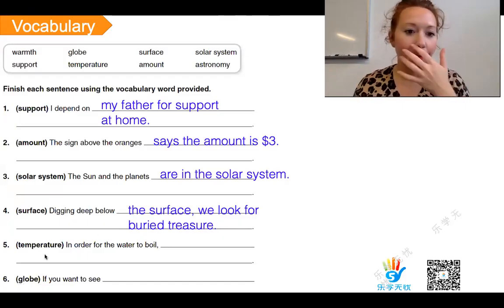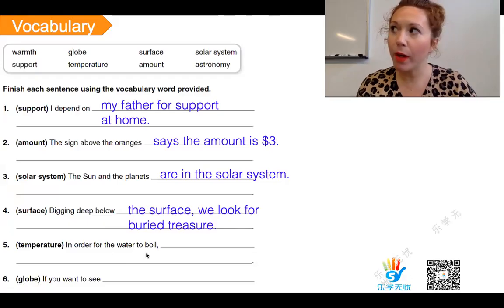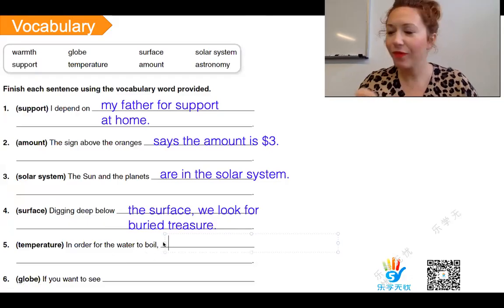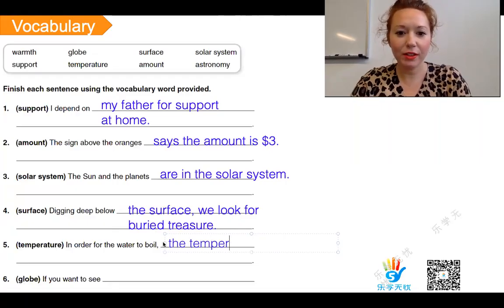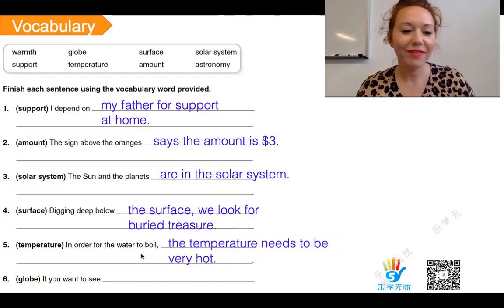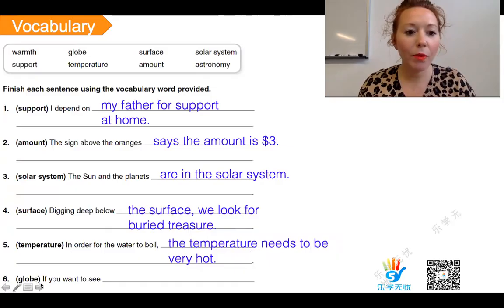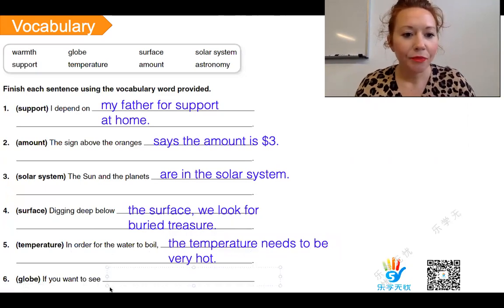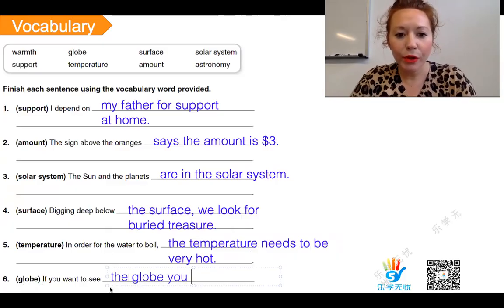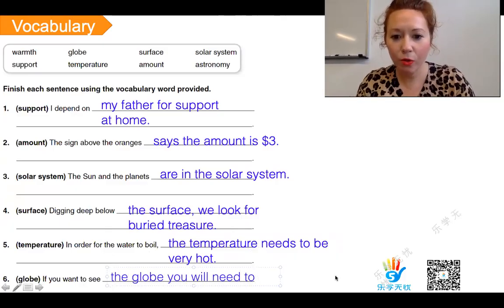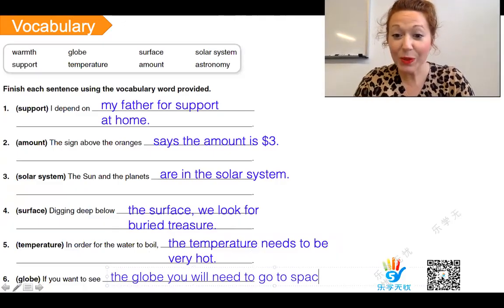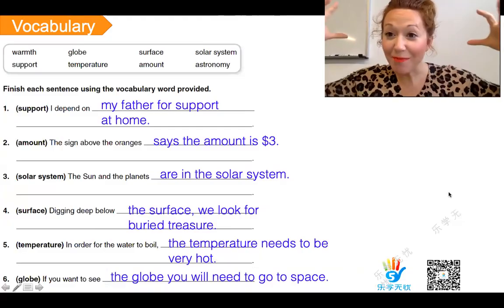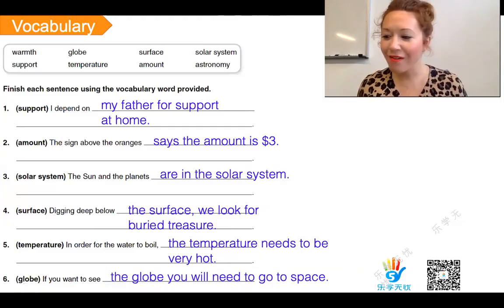Next, we have temperature. In order for the water to boil, the temperature needs to be very hot. All right, and last we have globe. Maybe we could say, if you want to see the globe, you will need to go to space. Maybe you could see Big Earth from inside of the spaceship.